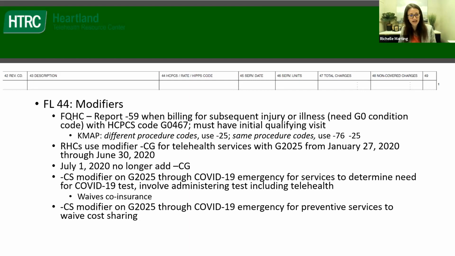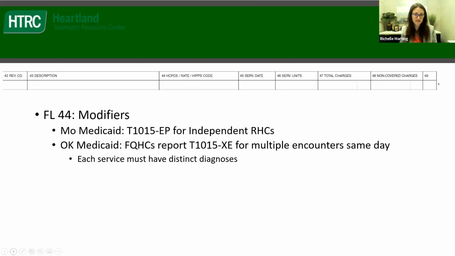It can also be added for RHCs and FQHCs providing preventive services via telehealth as the distant site provider. And by adding the CS or cost sharing modifier, that will signal to Medicare to process the claim at 100% rather than imposing cost sharing. Since we're not identifying the specific service, we're using a generic telehealth distant site service code, and that helps us get the cost sharing process correctly.